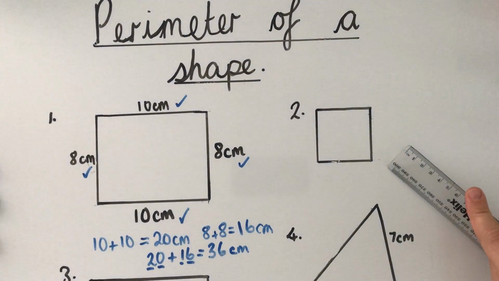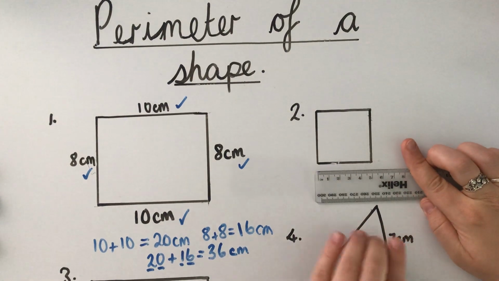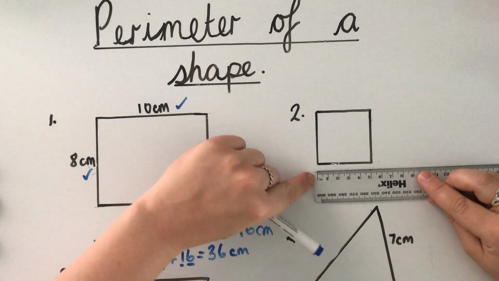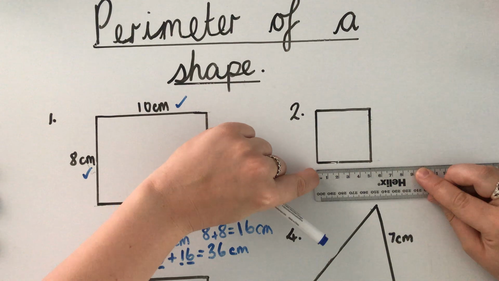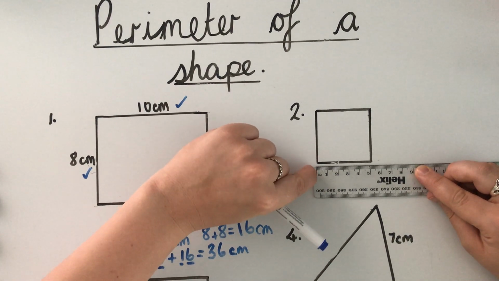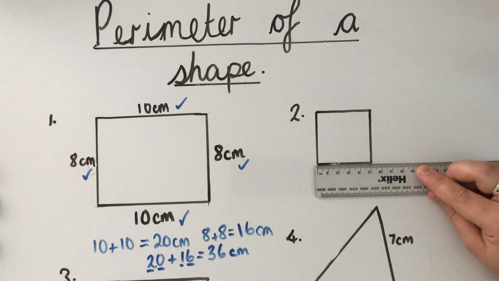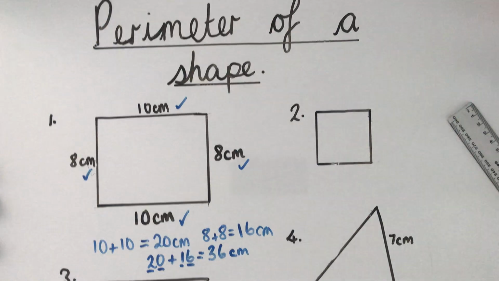So, what shape have we got here? Looks like a square. But we need to double check that it is a square because a square should have all the same length sides. So remember, going from the first line on your ruler, not the very end. So the first line, the 0 line on your ruler, this side is 5 centimetres. So let's write that down so we don't forget.